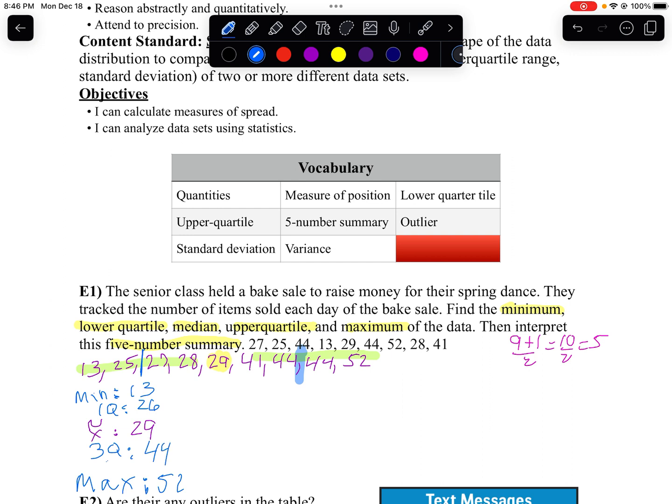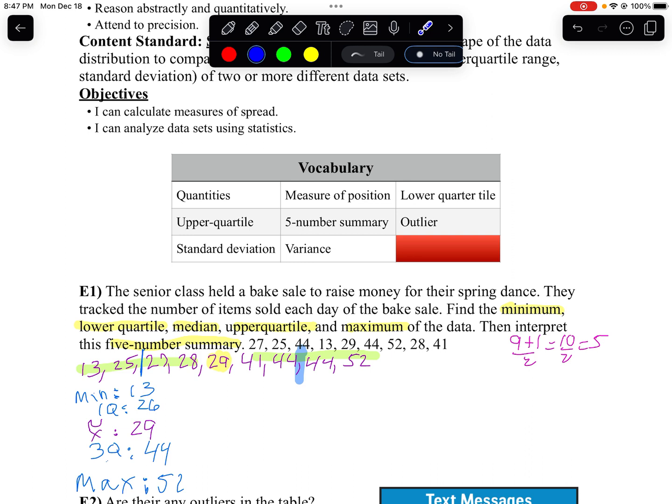So now we can list this out and we can interpret our 5-number summary. Let me see, what are they tracking here? They track the number of items sold. Nobody sold less than 13 items. Nobody sold more than 52 items. About half the people sold more than 29 items. About a quarter of the people sold less than 26 items, and a quarter of the people sold more than 44 items. That's what you would do there.